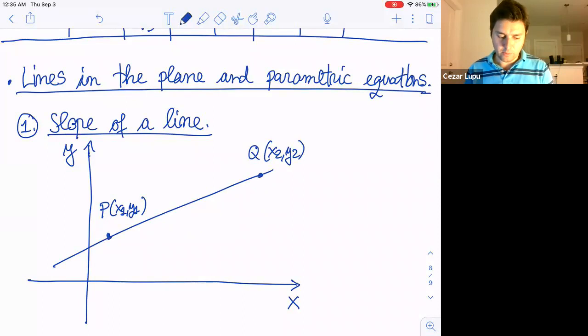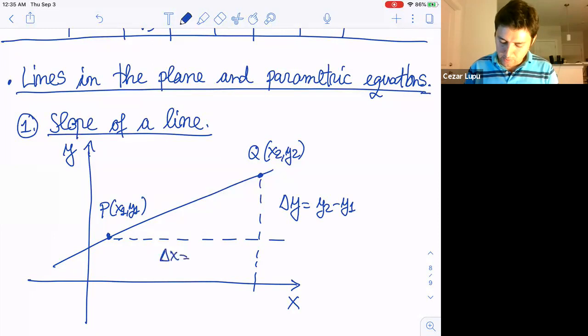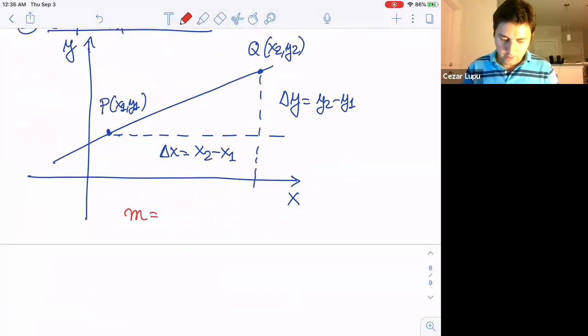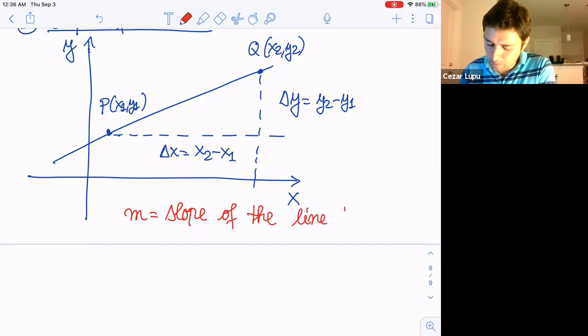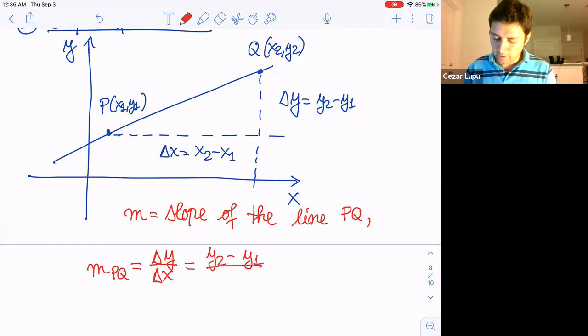This is the line that passes through these 2 points. And here, this will be delta y, which is y2 minus y1. And here will be delta x, which is x2 minus x1. Well, guess what? The slope m of the line PQ has the following formula. Let's call it m sub PQ. It will be delta y over delta x, and this gives us nothing else than y2 minus y1 over x2 minus x1.